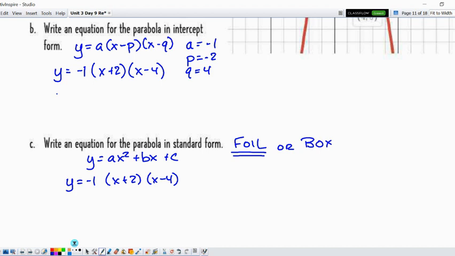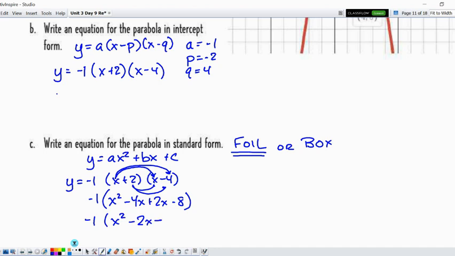I'll do both. If we FOIL, we're going to multiply x times x for x squared, our outer terms for -4x, our inner terms plus 2x, and our last terms for -8. We still have the -1 in front. That gives us x squared minus 2x minus 8, and then we distribute our -1, -x squared plus 2x plus 8 is our equation in standard form.